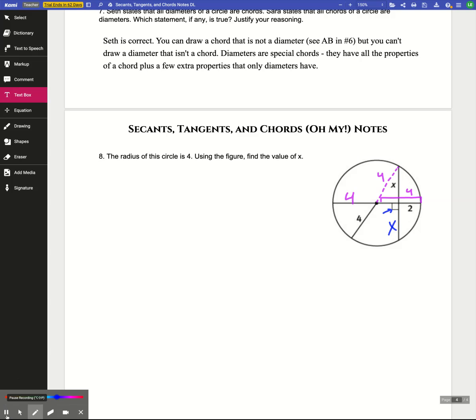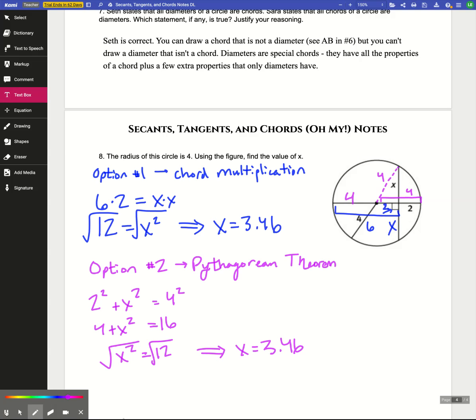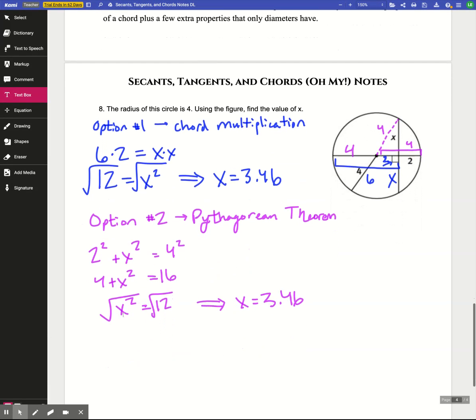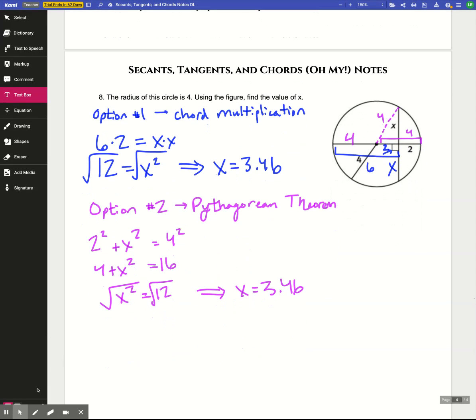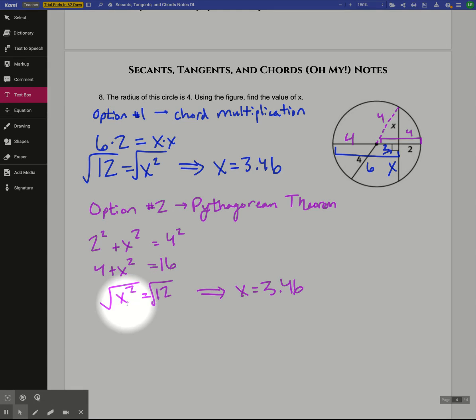So I want you to see if you can figure out the value of X on your own. Pause the video, try it out, and then check back with me to see how you did. All right, folks, so go ahead and check your answer against mine. So I did this 2 different ways. I gave you 2 different options because there definitely was more than one way to solve this. So the first option was using that chord multiplication rule.